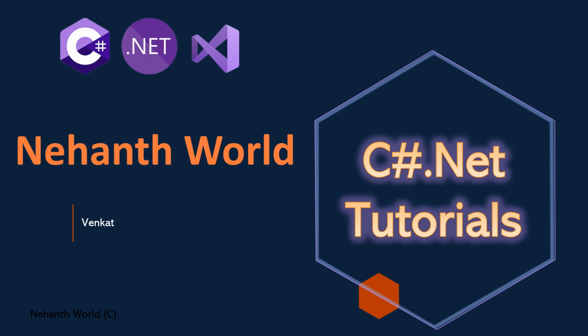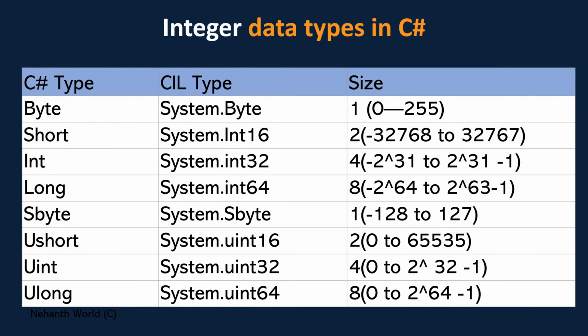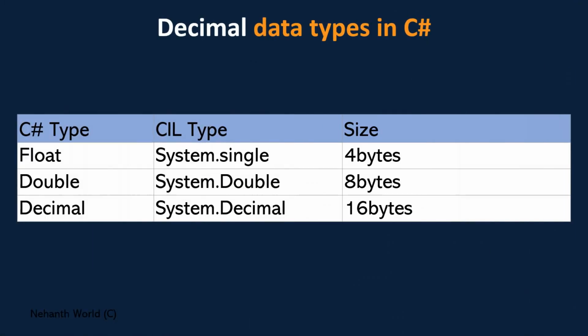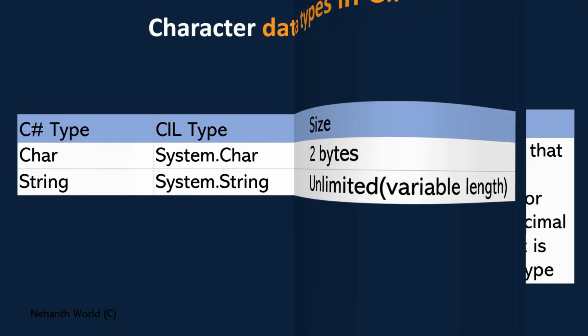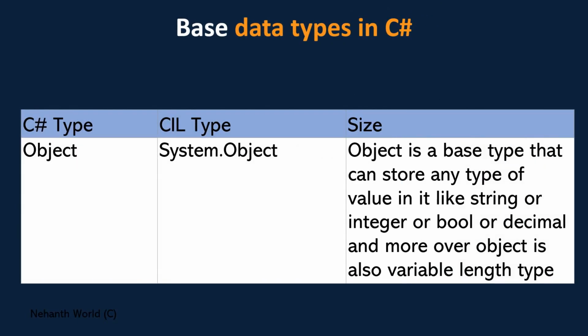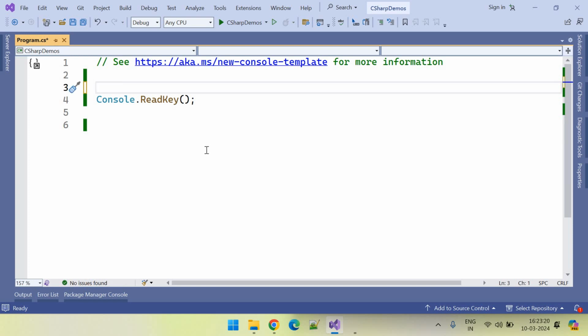I'm Venkat. In the previous video, we have seen different data types available in C#. In this video, let us try to read all those data types from the console and let us try to display them. So these are all the data types we have discussed: integer data types, decimal, Boolean, character, and the last one is the base data type. These are all the data types we have seen in the previous video. Let us try to read and display those data types.